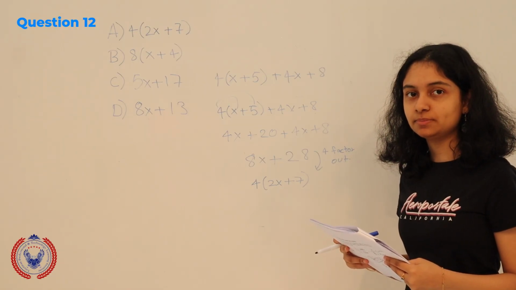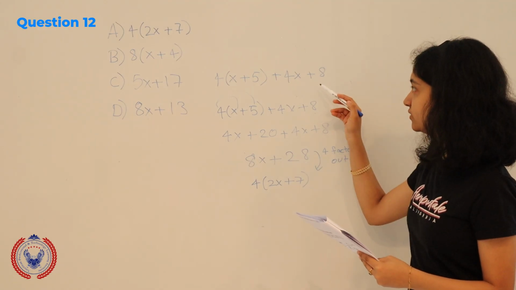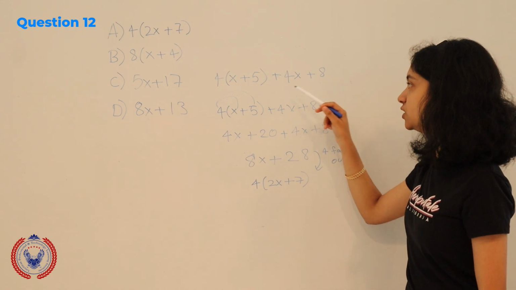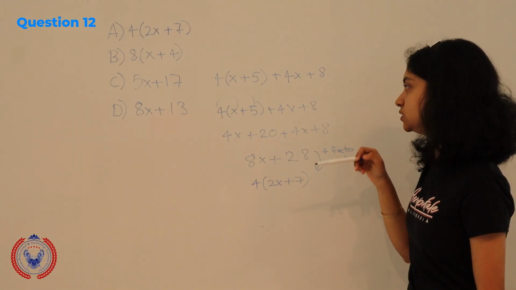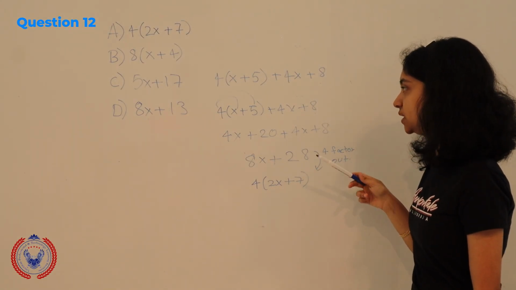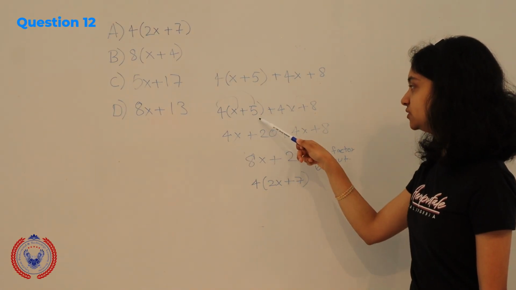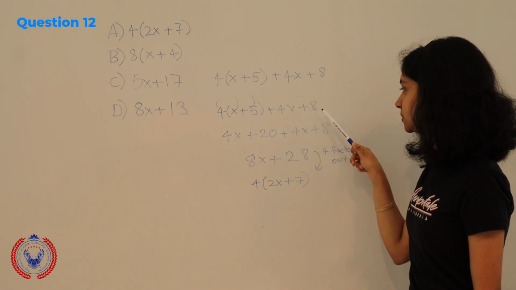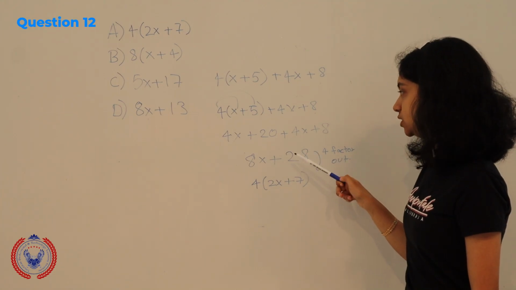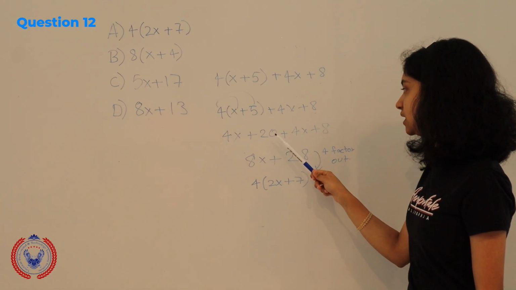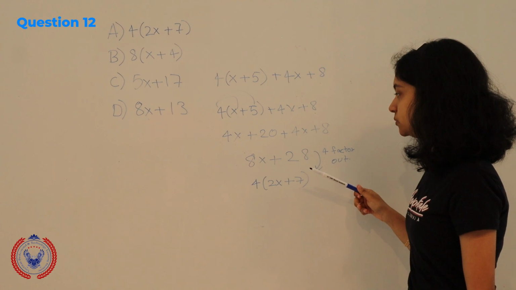Now, let's look at question number 12. Which of the following is equivalent to the expression that is given above? The expression given here is 4 times (x plus 5) plus 4x plus 8. The first step would be to distribute the 4 into the brackets, and that would be 4x plus 4 times 5, that's 20, and I would not touch my 4x plus 8 right now. Then I would combine like terms, which would be 4x plus 4x, which is 8x, and 20 plus 8, 28.